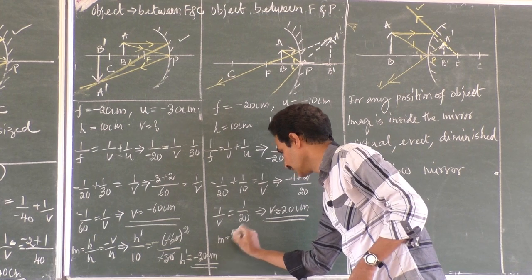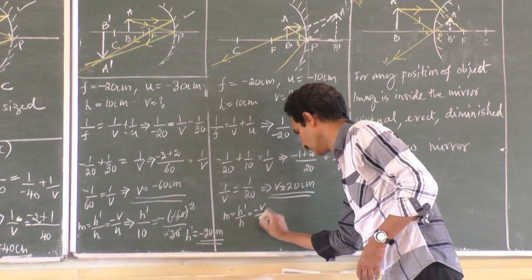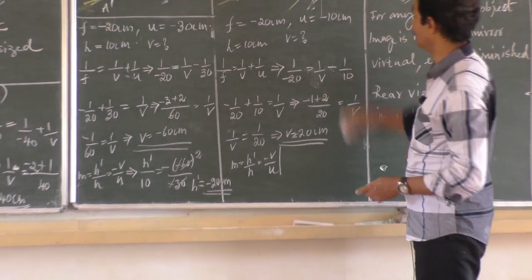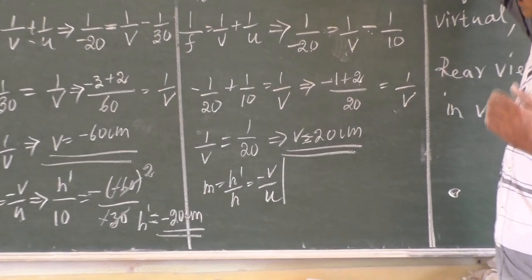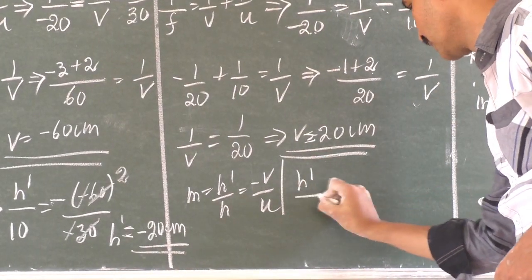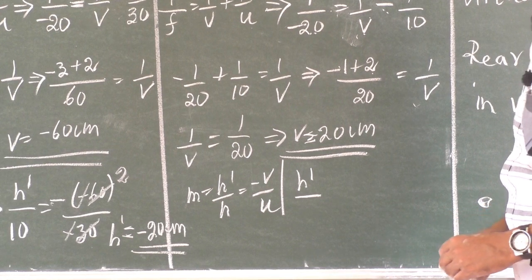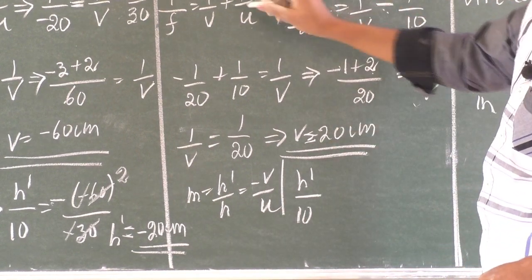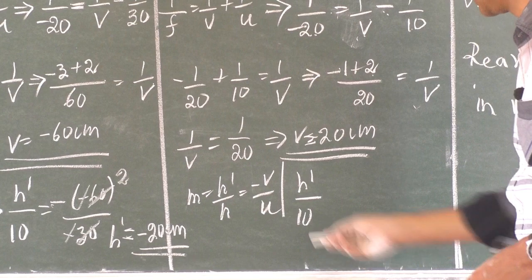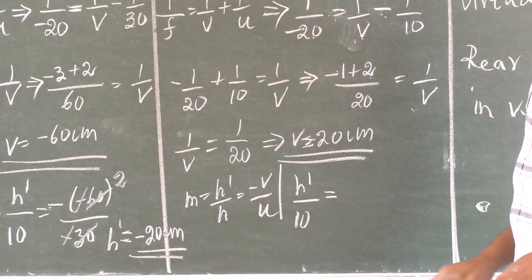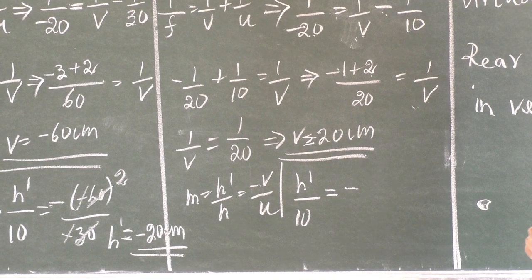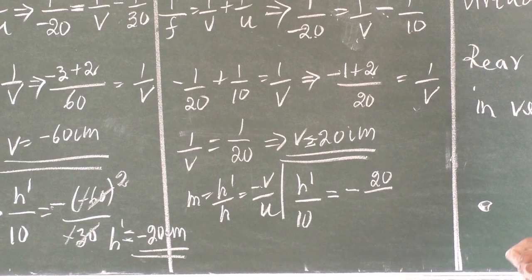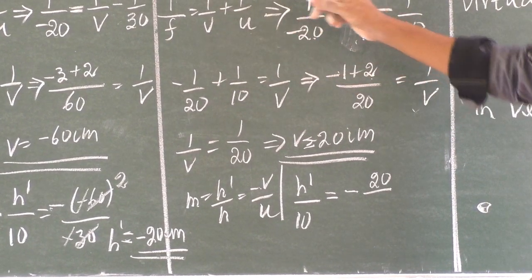m is equal to h dash by h equal to minus v by u. That's what the formula says. Apply this formula. h dash, suppose you want to get the image height. Image height should be positive finally, because it is above the principal axis. h dash by h, h is the object height, that is plus 10 centimeters. Already we have taken object is of height 10 centimeters. It is plus above the principal axis, is equal to minus, in the formula, image distance, it is positive 20, by object distance, it is negative on the other side, that is minus 10.